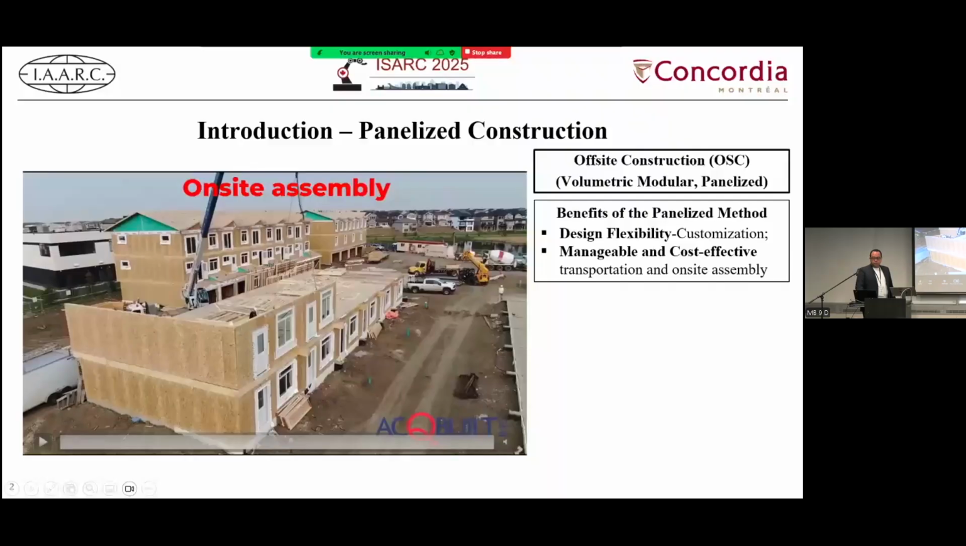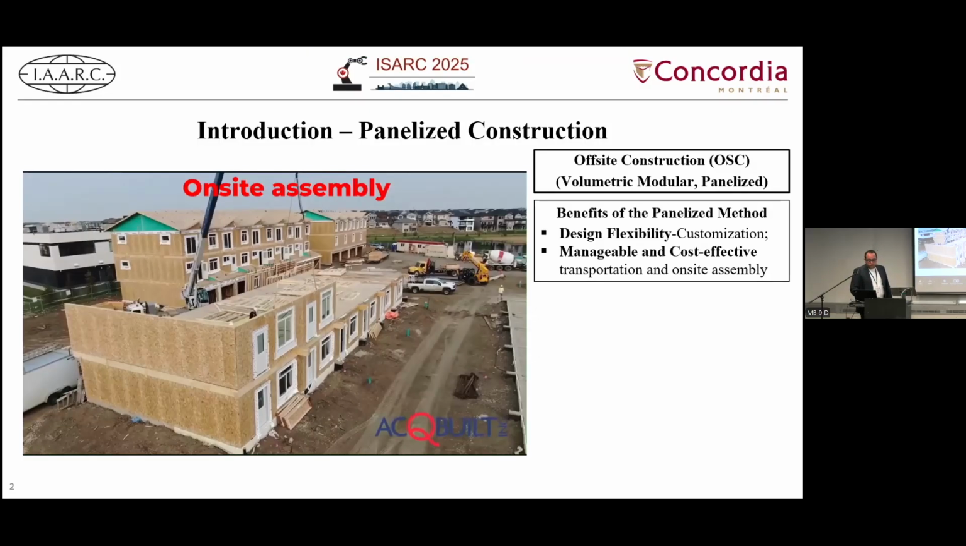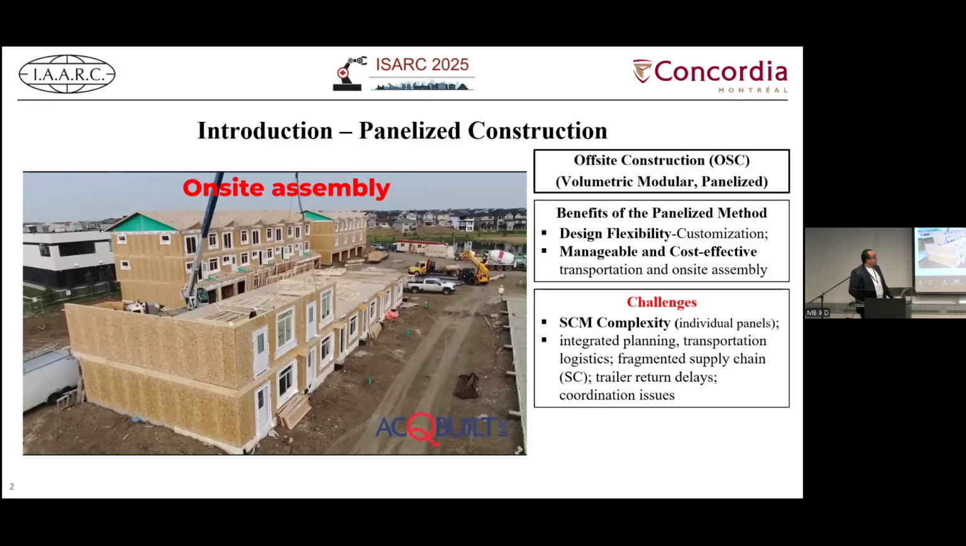In fact, this approach compared to other offsite construction methods like volumetric modular has a lot of advantages, like flexibility in the schedule, customization, and cost-effective transportation because of the light weight of the panels compared to the volumetric modules. However, it also has several challenges in terms of supply chain management, because managing the flows of individual panels in the supply chain and distributing them to different sites is more complicated than managing the flow of complete volumetric modules. Also, we have logistics issues.